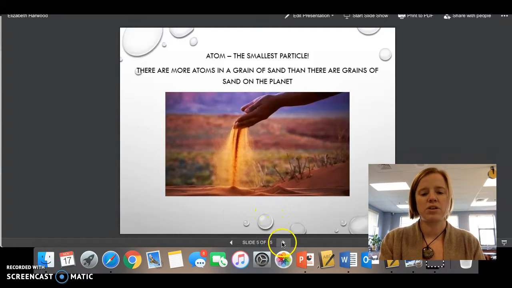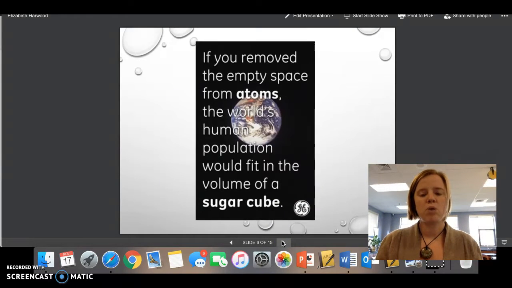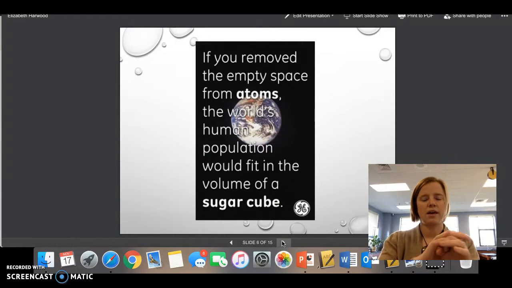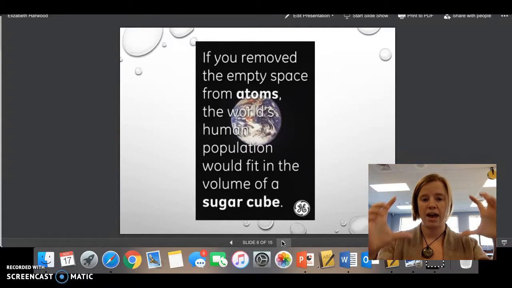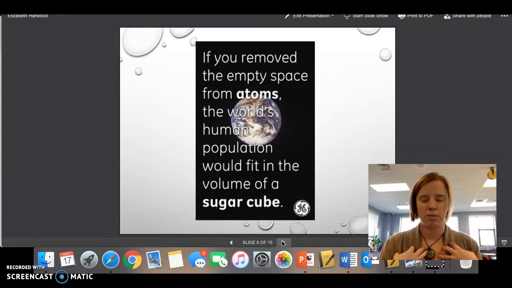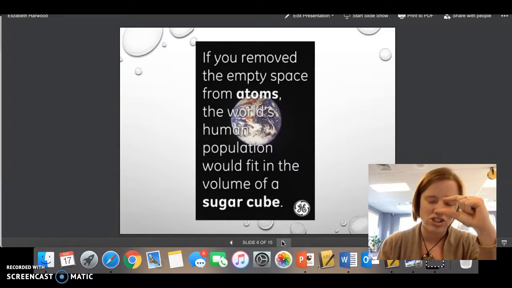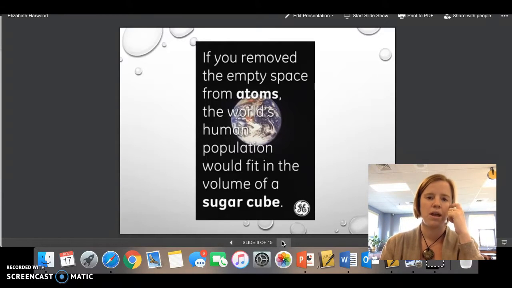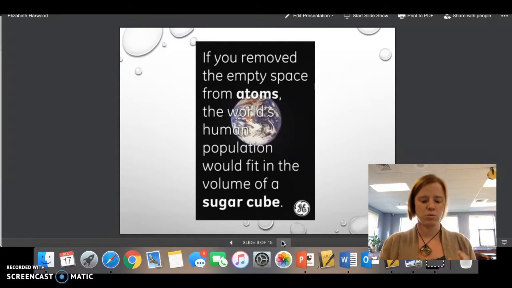Another fun fact I wanted to share with you is that atoms are mostly empty space. There's the nucleus and the electrons that float around it. So all that empty space is actually a large amount of the atom size. And if you took out that empty space, which we are all made of atoms, everything is made of atoms, the whole world's human population would fit into the size of a sugar cube, a tiny little sugar cube, because we are mostly empty space. We're mostly that space between the nucleus and the electrons, which is pretty incredible to think about.